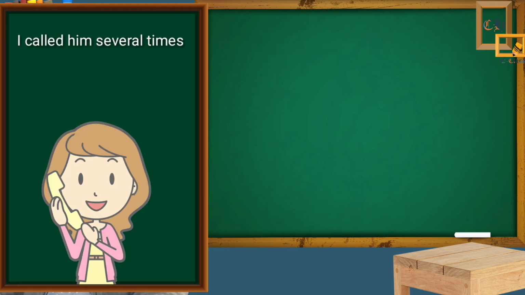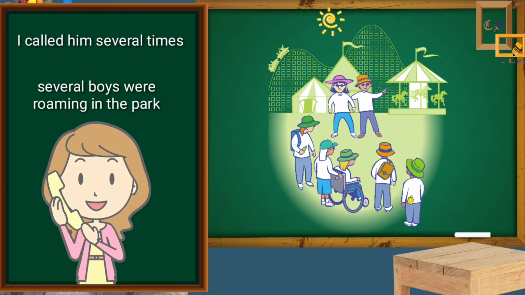I called him several times. Several boys were roaming in the park. In the first sentence, I called him several times. So here the word several is used as a quantitative adjective because we have used it with an abstract noun, which is time. In the second example, we have used several again. Several boys were roaming in the park. So here the word several is an indefinite adjective, which we have used with a countable noun.